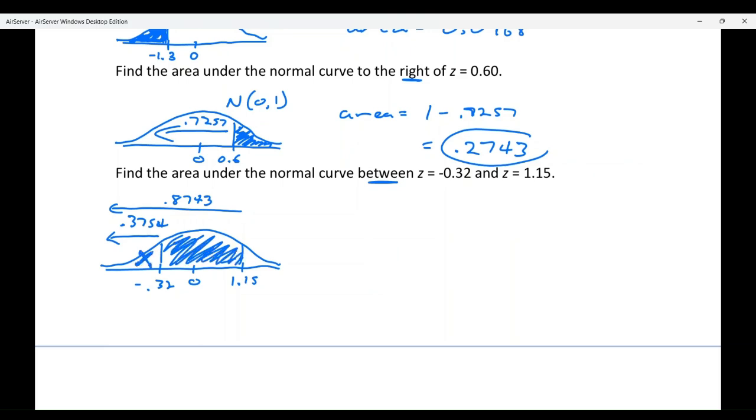Well, this part right here is this number, right? This represents that unshaded region. So if I take the entire region to the left of 1.15 and I subtract the 0.3745, I will get the area that I'm looking for. So when you're finding between, just find your two numbers in the table and subtract them. So in this case, that gives us an area of 0.5004. So pretty much 50% of our data we would expect to be between the two values that we have here, negative 0.32 and 1.15.